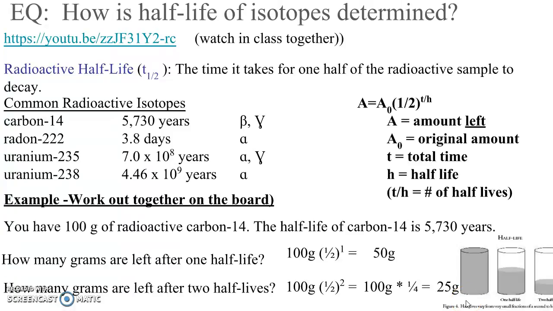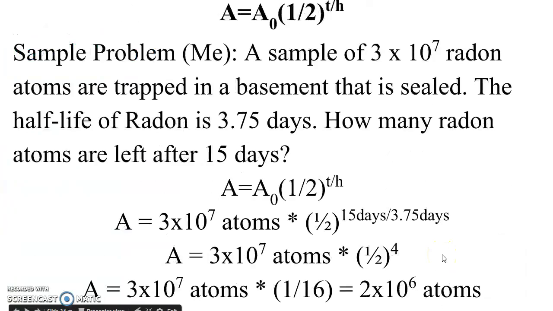And after 17,190 years, that'd be 3 half-lives, I would have the 12.5 grams. If I went through another one, 22,920 years, so I've gone through 4 half-lives, I would end up with 6.25 grams left. So you can see how long it takes these samples to actually disappear and go away.